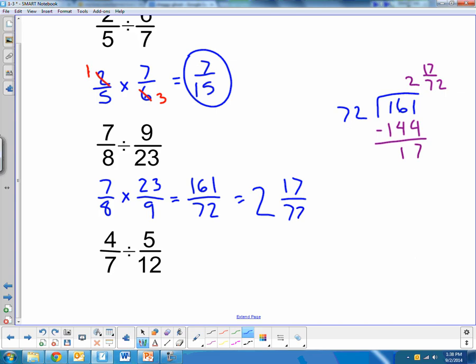I'm going to double check. I can't reduce that any further. 17 is prime. And I looked, both the original numbers, 7/8 and 9/23, were positive. And so if they have the same sign, my answer is also going to be positive.